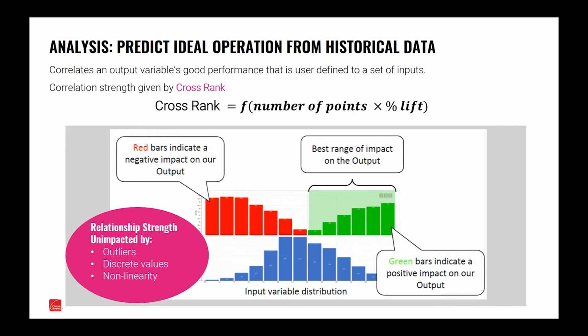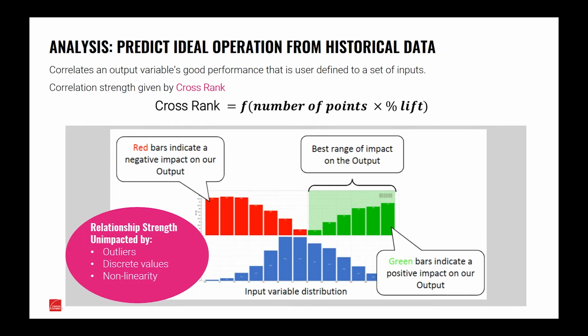So once the process data is structured in your database, you can actually begin establishing relationships between process variables and test the effects of input variables on output variables. So within our selected software, we were actually able to correlate a KPI's good performance that's user-defined by the engineers in the plant, and then correlate that with multiple input variables at one time using a cross-rank system.